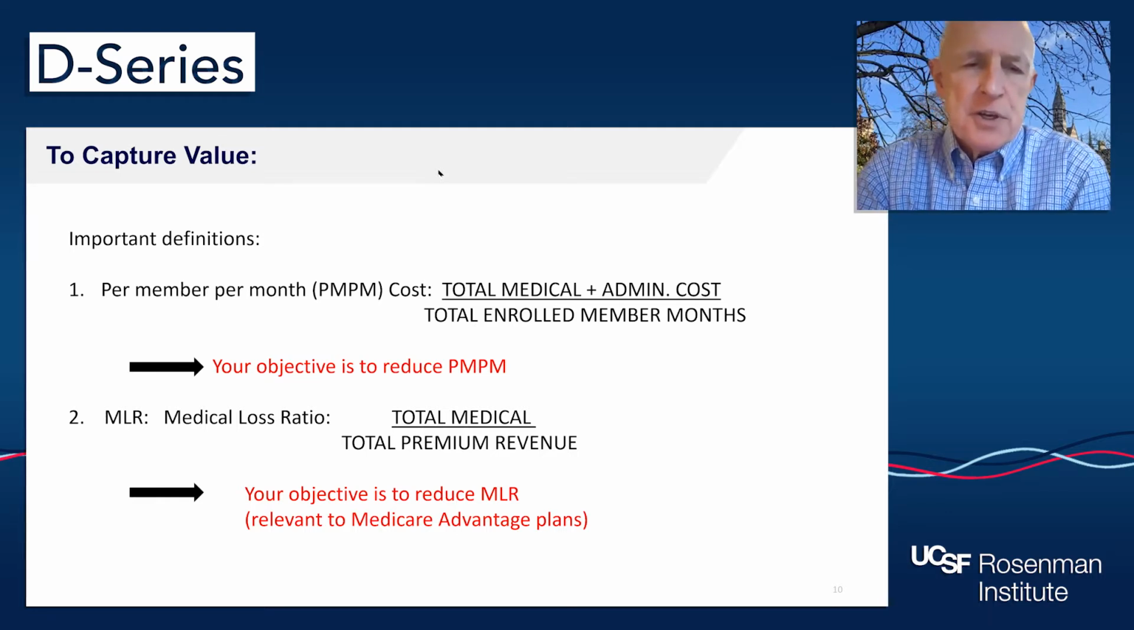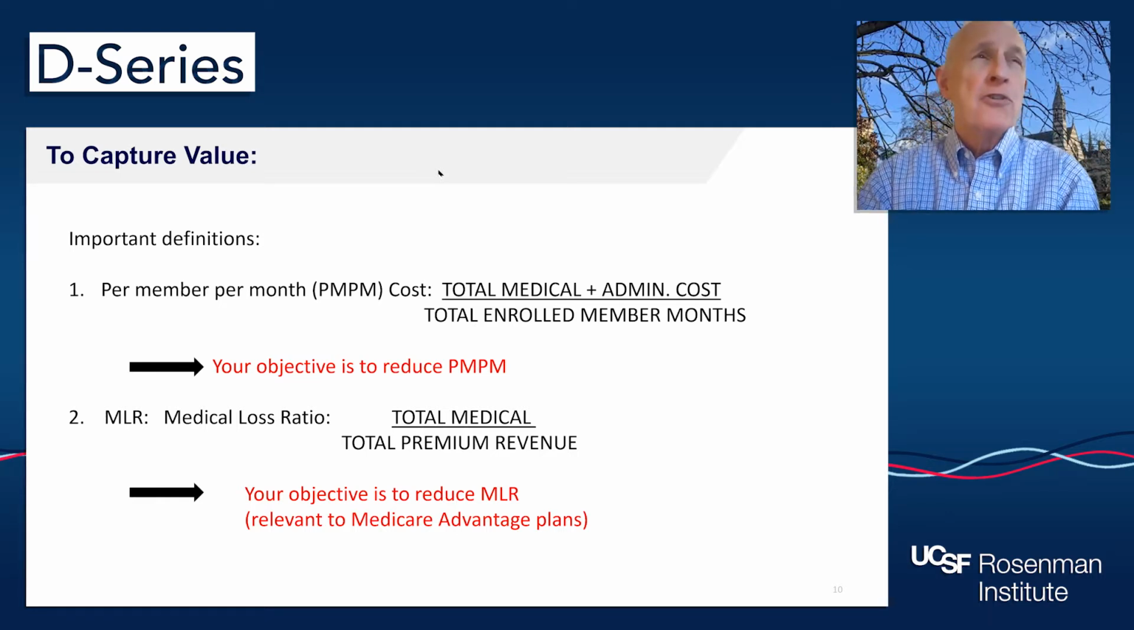Another way to look at this is in terms of the medical loss ratio. More contracts are now being written in terms of medical loss ratio, because this is very interesting, particularly in the Medicare Advantage space. It is total medical costs divided by total premium revenue. And so we are beginning to see more contracts in which a provider or a startup is agreeing to take risk around a projected medical loss ratio, the idea being that they will knock 2, 3, whatever points off this projected medical loss ratio.